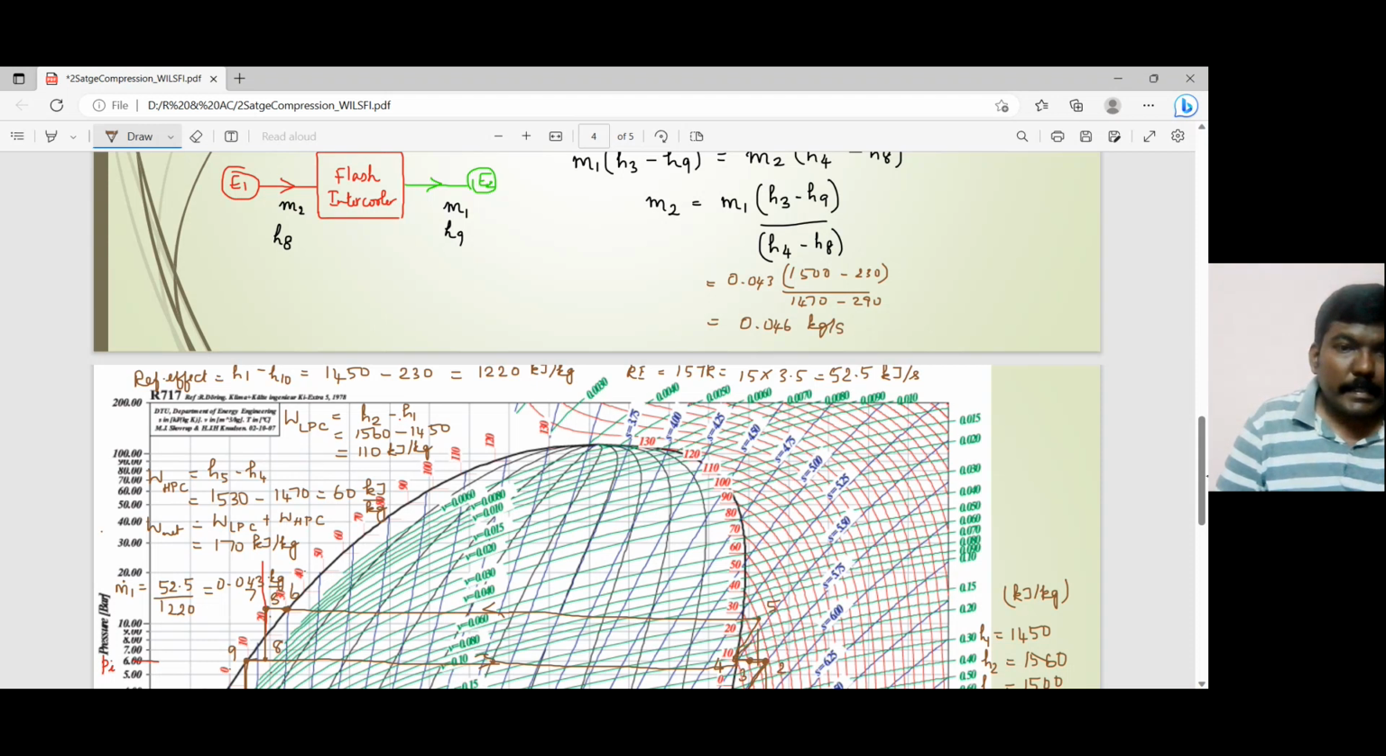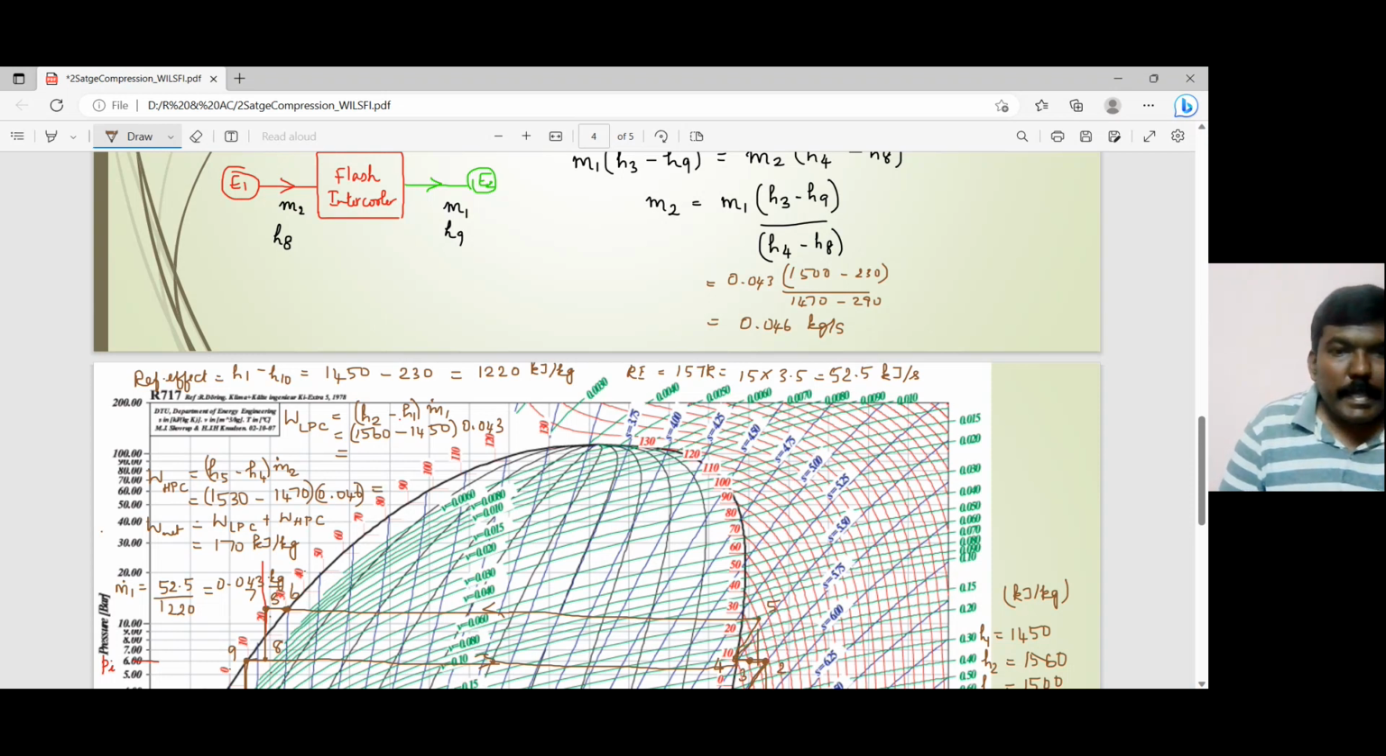Okay, so now the correction that we have to make is for the high pressure compressor, I have to multiply it with M2. And for the low pressure compressor, I have to multiply it with M1. So this guy should be multiplied by 0.043, and this guy should be multiplied by 0.046.